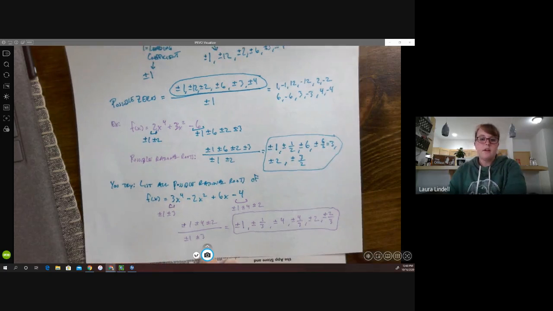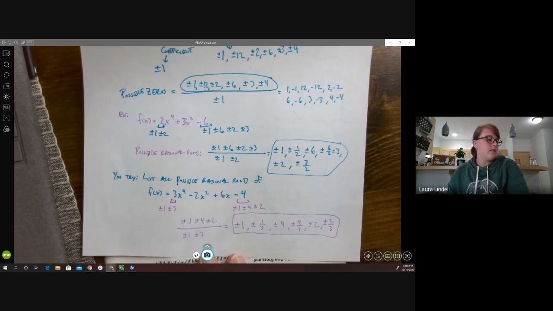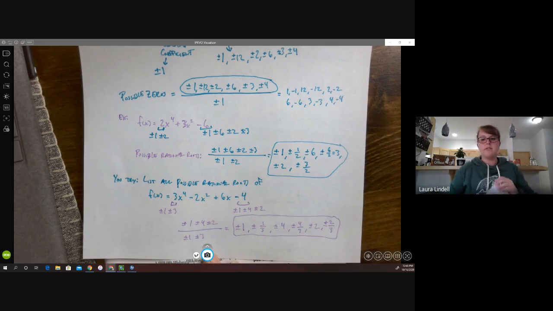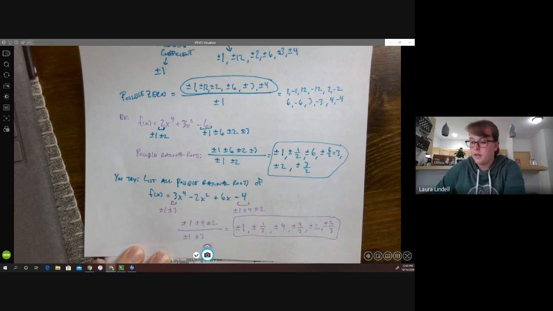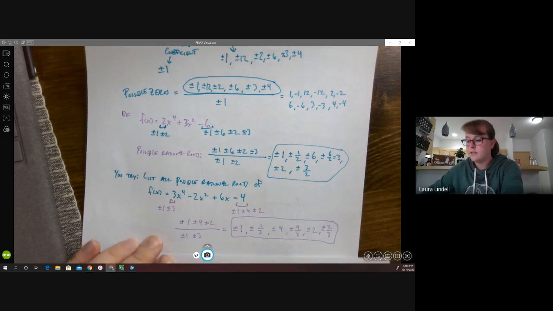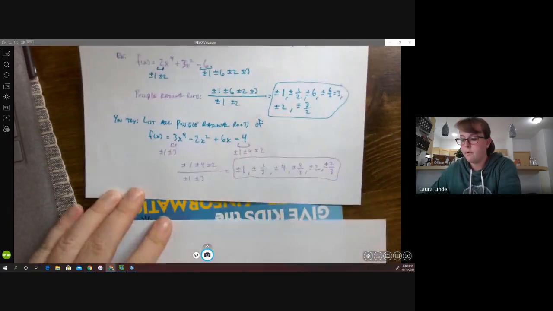Okay, so that is the rational roots theorem. The next thing we're going to talk about, once I get a new piece of paper, is Descartes' rule of signs. So Descartes' rule of signs is designed to help you find how many positive and negative real zeros could be existing for that function. So Descartes' rule of signs is next.